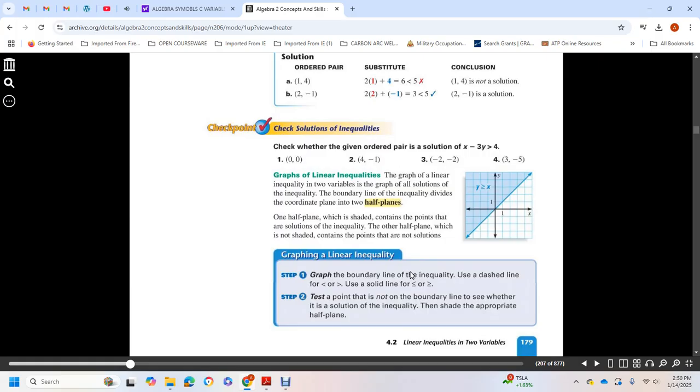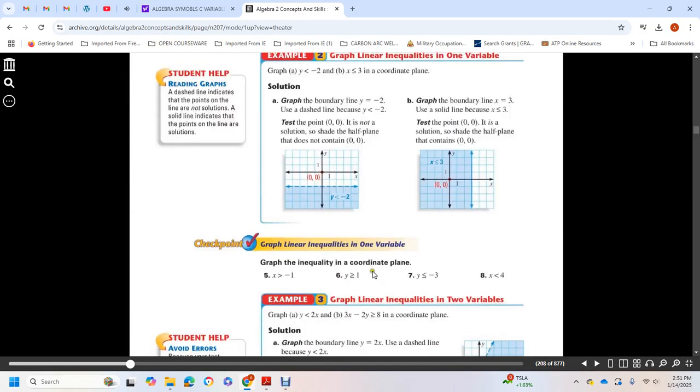Step 1, graph the boundary line of the inequality with a dashed line for less than or greater than, and a solid line for greater than or equal to or less than or equal to. Step 2, test a point not on the boundary to see whether it is a solution of the inequality, then shade the appropriate half plane.